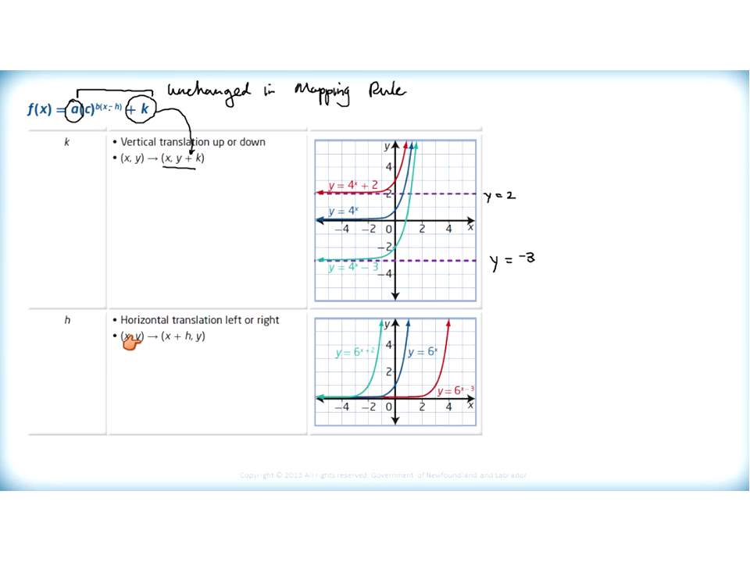Again, if you look at your mapping rule, it's x, y maps to x plus h comma y. Notice that you sort of take the opposite of what you see in the brackets here to put in your mapping rule, just as you take the reciprocal of b for your mapping rule. So these things here change in your mapping rule. These two remain unchanged in the mapping rule. So just keep that in mind.